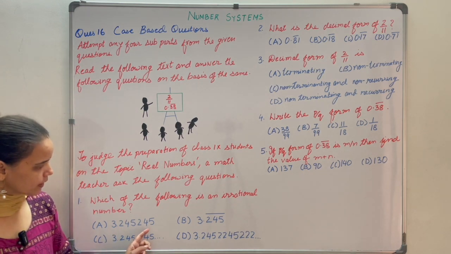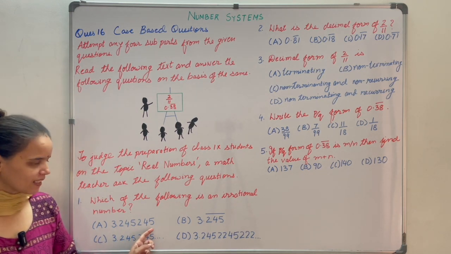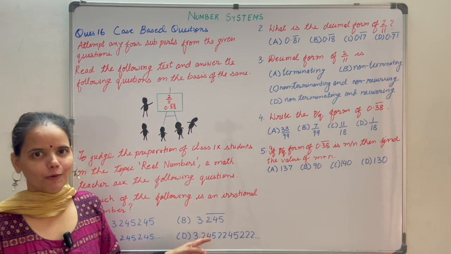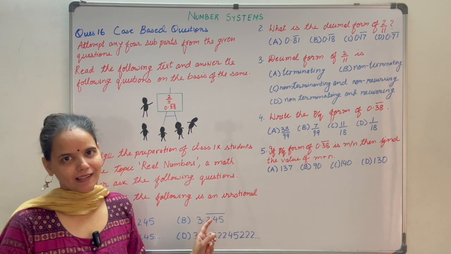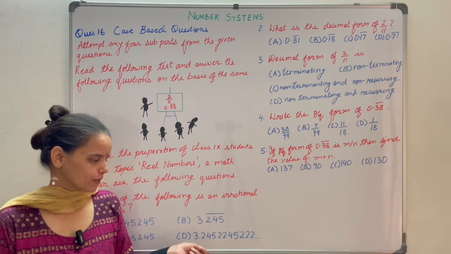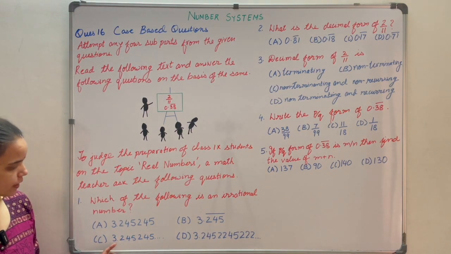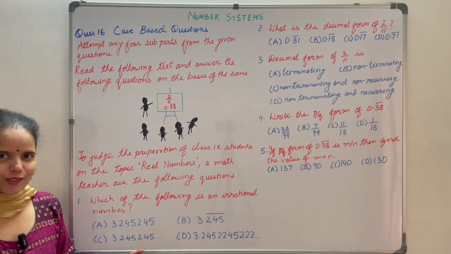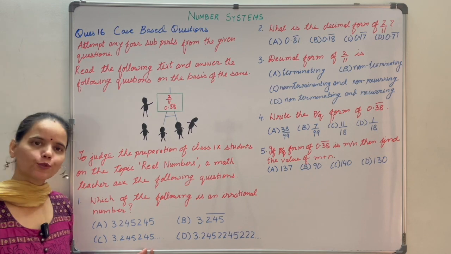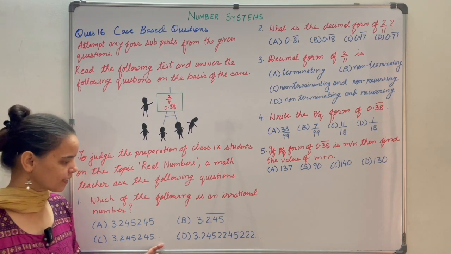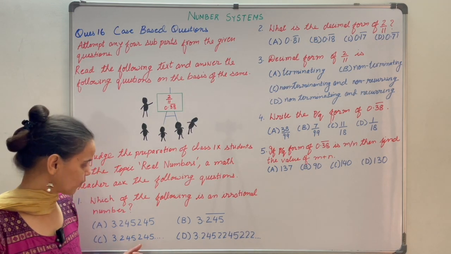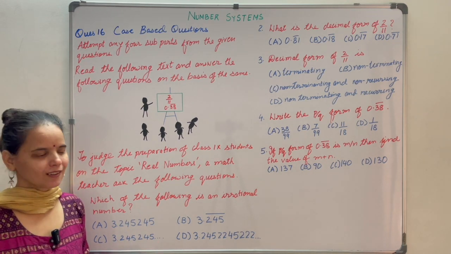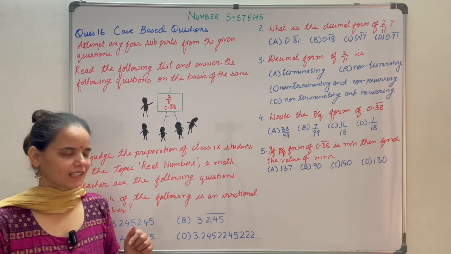So here you can see the decimal form is terminating. So of course this is not the correct option. Here the decimal form is non-terminating recurring. So this is also not the correct option. Here it is 3.245, 245 and so on. So you can see that 245, 245 is repeating and it is not terminating as well. So which form is this? Non-terminating repeating. So this is also not there. Only D option is left out, but let us check.